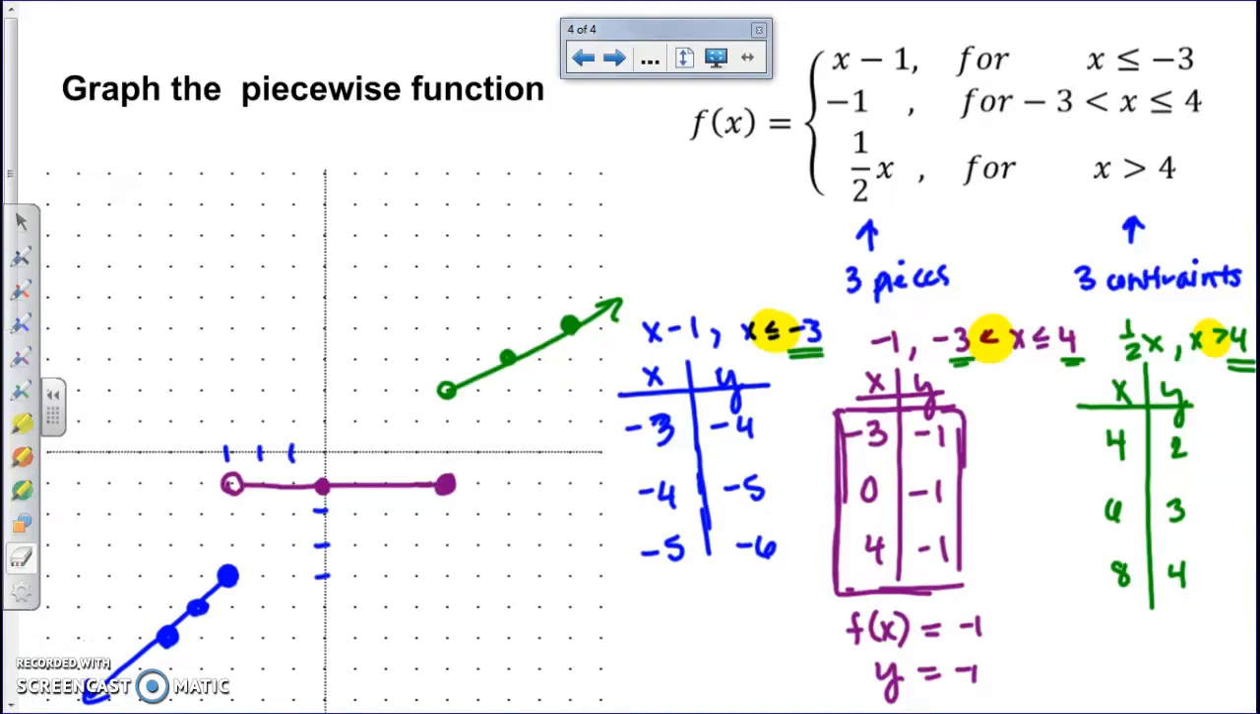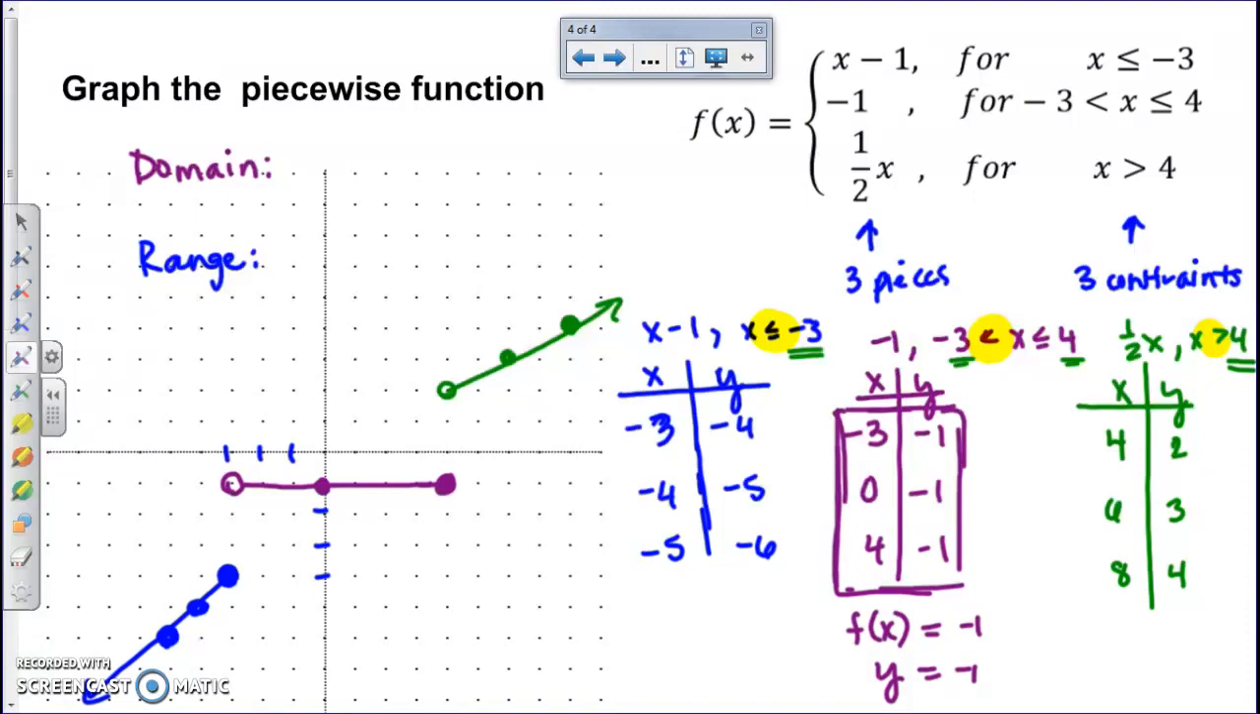Take a moment to pause this video and use this as an opportunity to find your domain and your range. Recall that when you find the domain, you're looking from left to right, and you're simply writing down the interval on the x-axis from which your graph travels from left to right. And then your range, you're looking from the bottom of your graph to the top. What is your lowest point and how far does it go up? Are there any holes? Pause the video and do this.